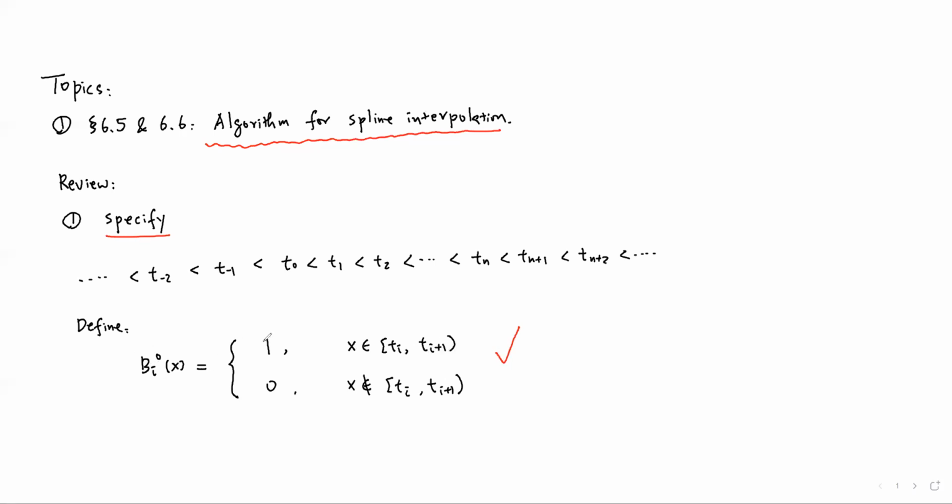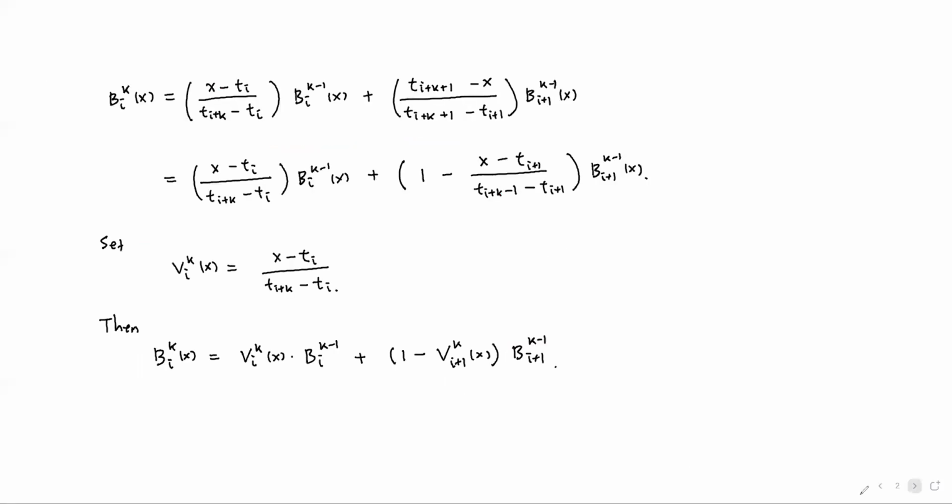This function is equal to 1, and when x is not in this interval, the function value is 0. This is the starting point to define basic spline functions. For k greater than 0, then the B_{i,k} definition is this.